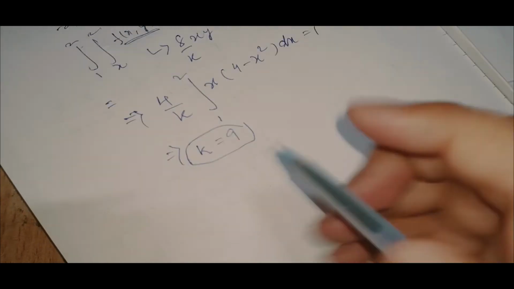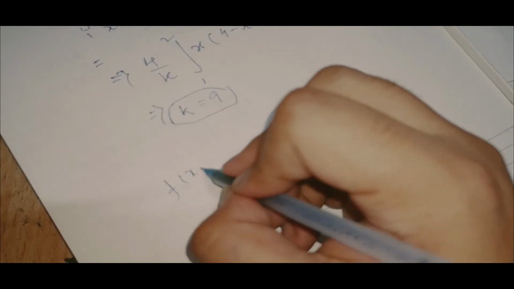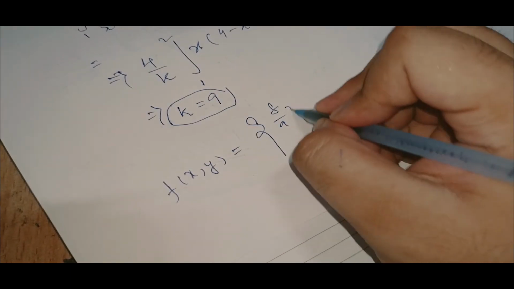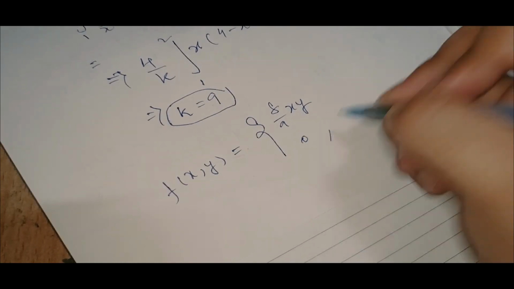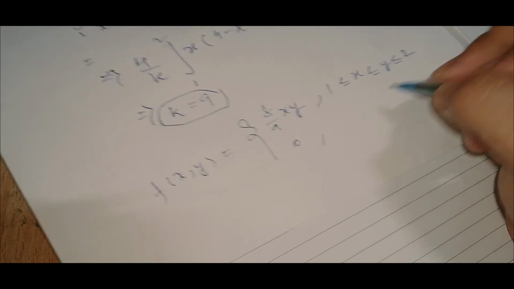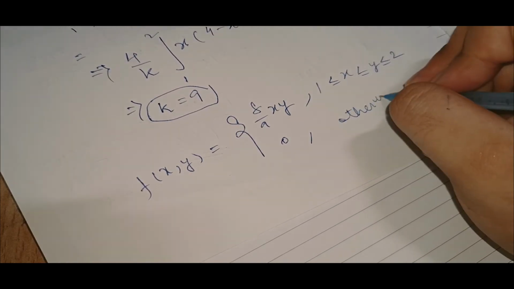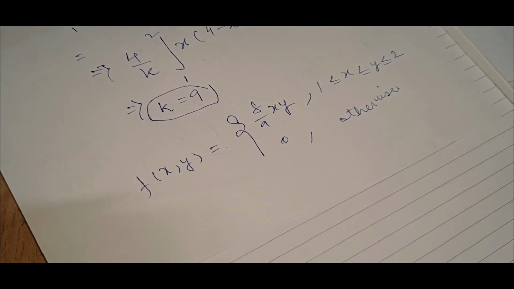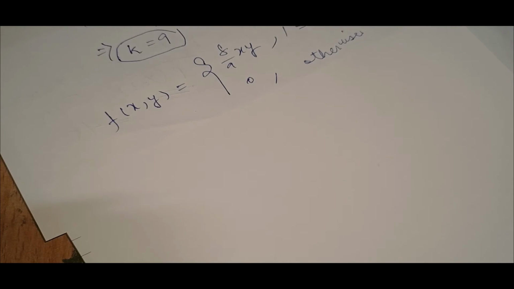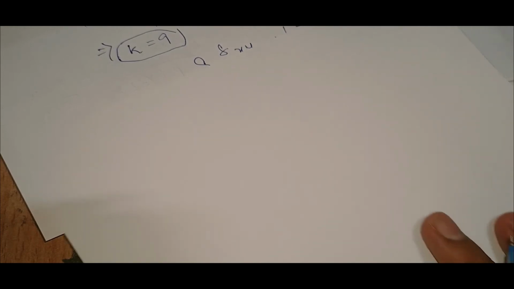Okay. So now f(x,y) is 8 by 9 xy for 1 less than x less than y less than 2, and 0 otherwise. Got it? So the second question is marginal densities. We need to find the marginal densities, right?